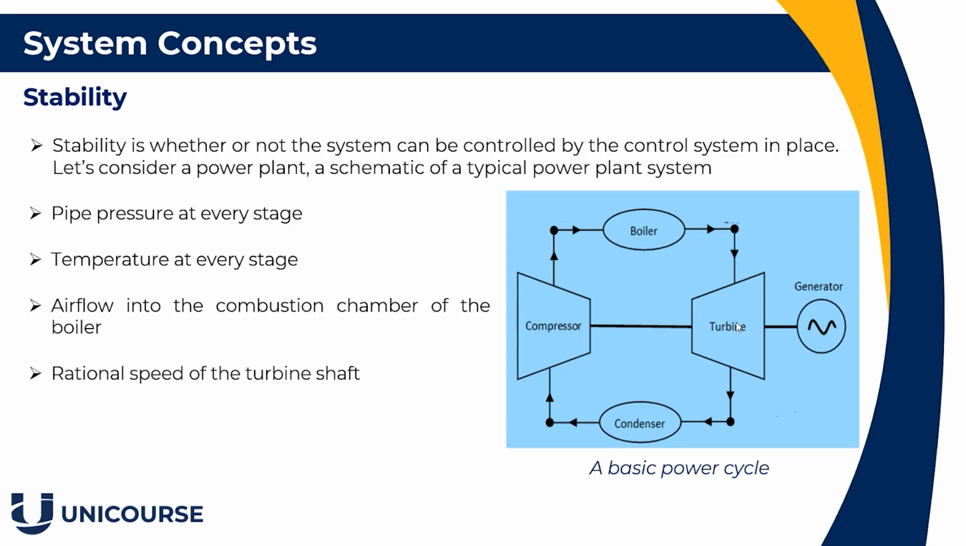Of course the turbine would run at a speed, so we need to keep the speed constant. That will in turn turn the generator, and the generator will then produce the power.